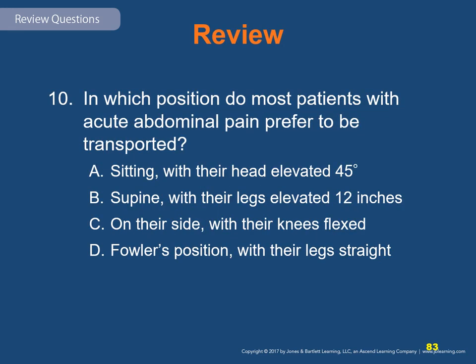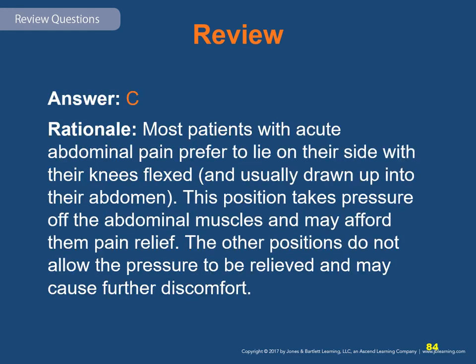Question 10. In which position do most patients with acute abdominal pain prefer to be transported? A, sitting with their head elevated 45 degrees. B, supine with their legs elevated 12 degrees. C, on their side with their knees flexed. Or D, Fowler's position with their knees flexed. The correct answer is C.